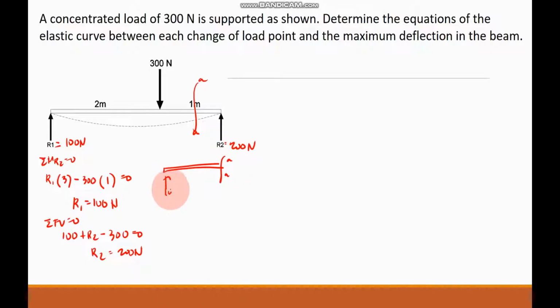So this is 100 Newton. This is 300. So this would be our distance x. This is 2 meters and this is x minus 2.